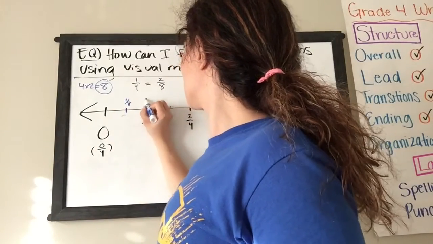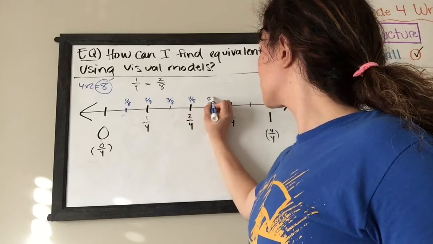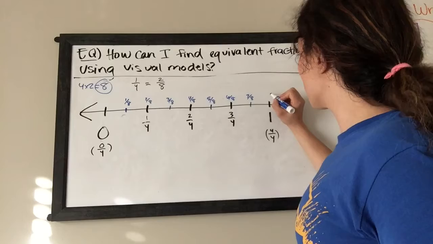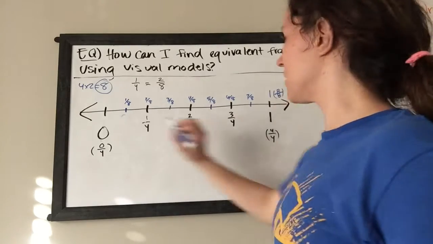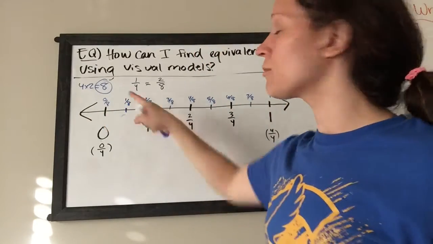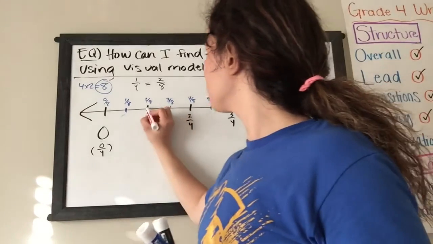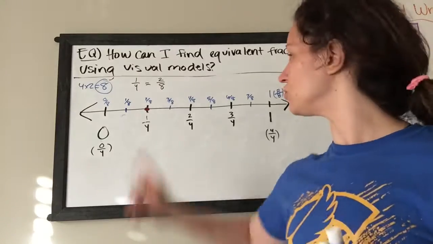So 1/8, 2/8, 3/8, 4/8, 5/8, 6/8, 7/8, or 1, which we know is 8/8. And this was also 0/8, if you just want to pay attention to that. And now we were trying to prove that 1/4 was equal to 2/8. Therefore, I'm going to go ahead and plot right here. There's 1/4, and it is indeed equal to 2/8.